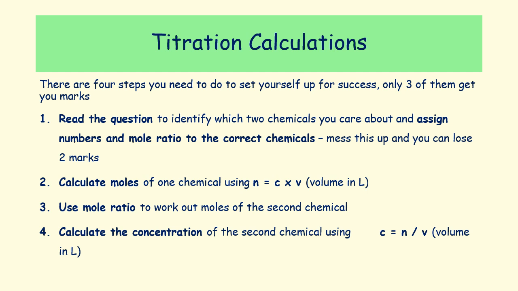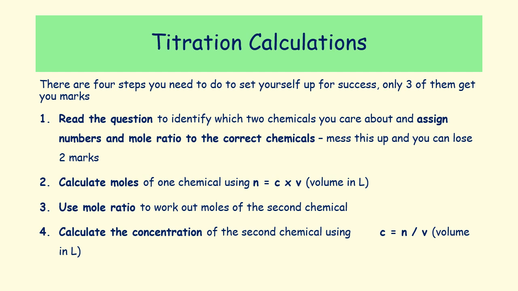So the first thing you need to do is read the question carefully to identify which are the 2 chemicals you care about and what values you know about them. So you should know the concentration and volume of one chemical and the volume of the other chemical, and you should also look at the equations provided to calculate the mole ratio.